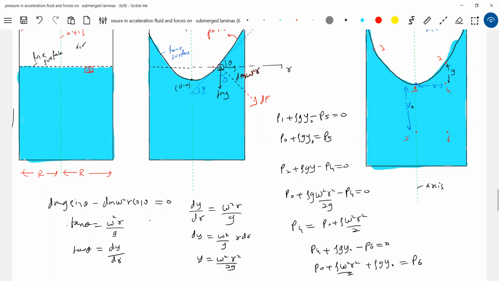How does the pressure vary on the axis? Only with the depth. What about here? Yes, of course, if you want, you can say with the depth or also with the radial distance according to this equation. What about here? It varies with the depth as well as the radial distance. Are you getting it? Now we have Y naught and also r. Able to make it out?